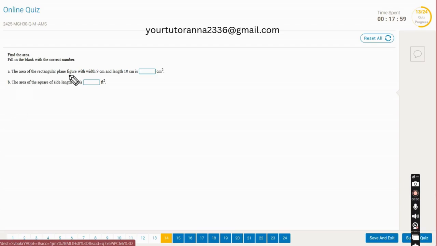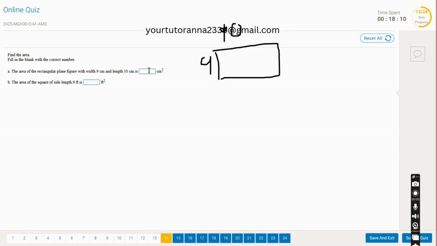So the area of a rectangular plane figure with width 9 and 10. Remember, it's a rectangle again. This is 10 and this is 9. So what is 9 times 10 here? You're just supposed to multiply the length times width for the area of a rectangle. You get 90 here.